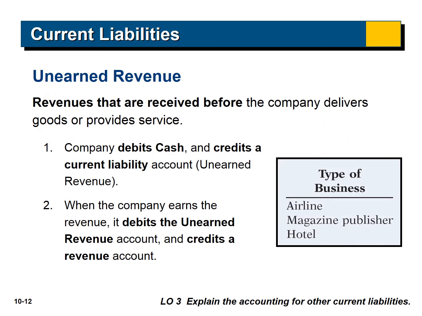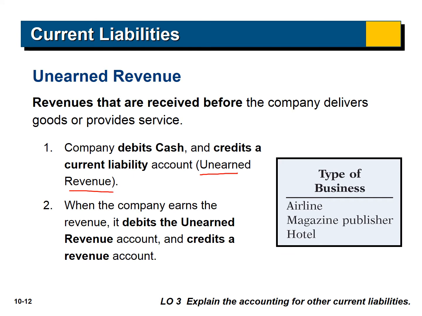Unearned revenues are revenues that are received before the company delivers the goods or provides a service. For example, let's say that you're an attorney and you collect fees up front. Well, you owe them the service, the legal services. So the company debits cash but credits a current liability called unearned revenue.